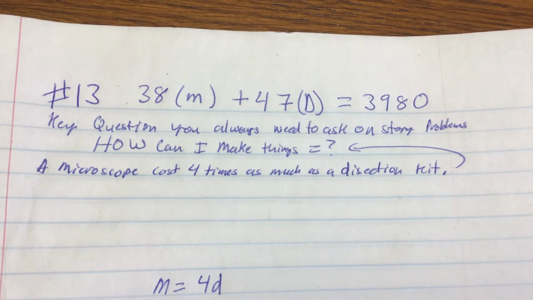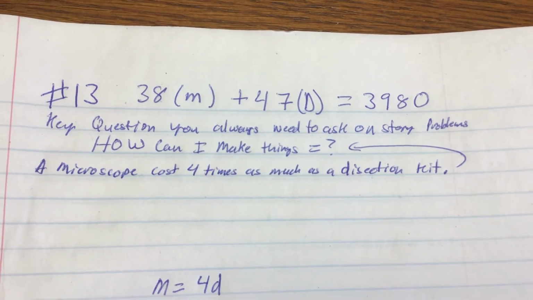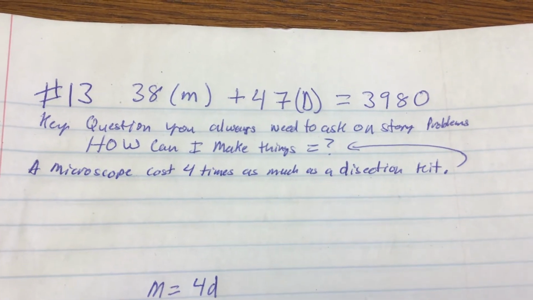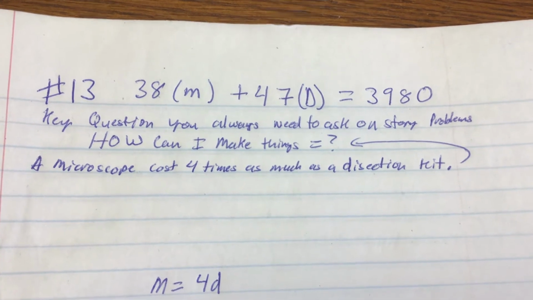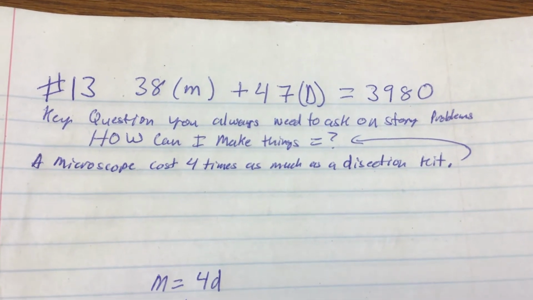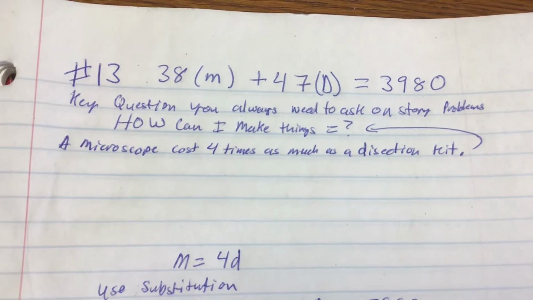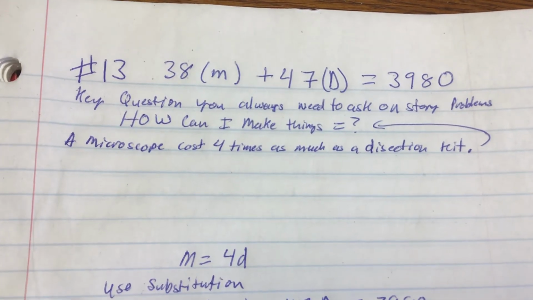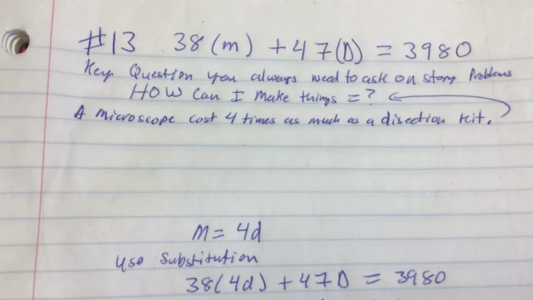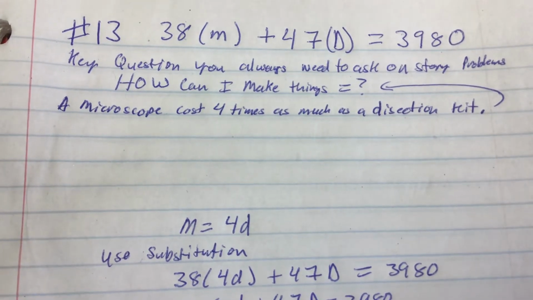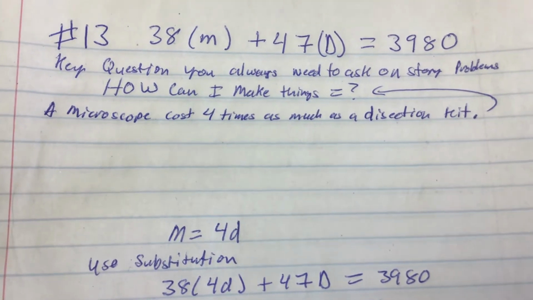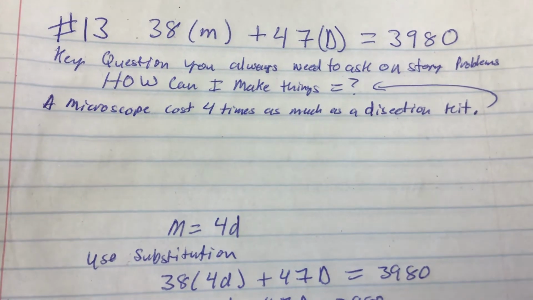So I have the top equation, as you can see at the top of the page, and I have the bottom equation that I got from thinking about how can I make things equal, which is key on this test. We then are going to use substitution. We do that by replacing the M in the very top equation with 4D, as shown.